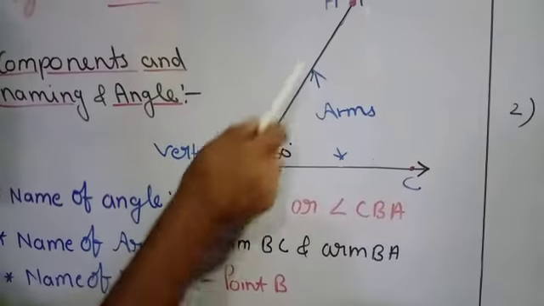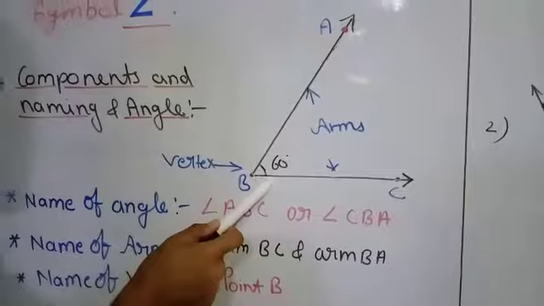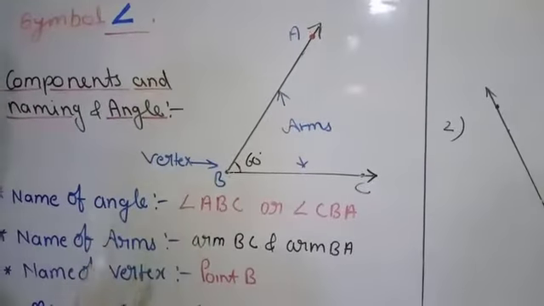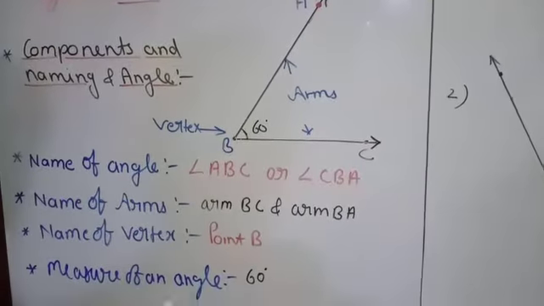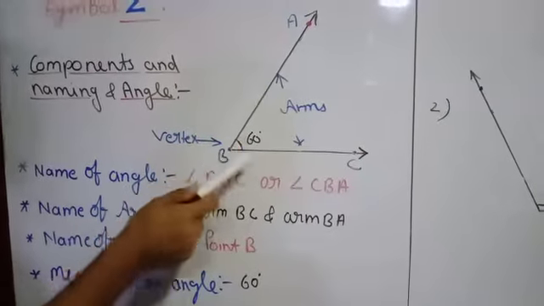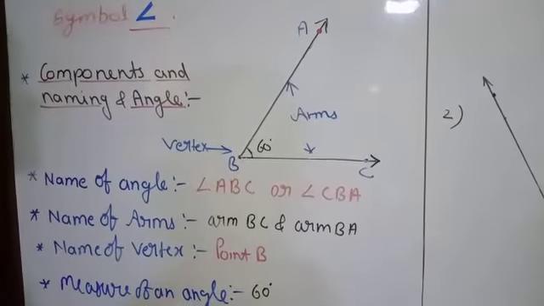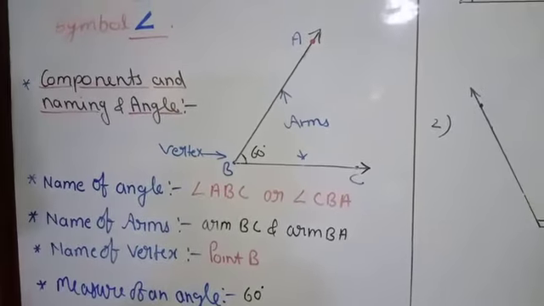What is a vertex? Where the two arms, two rays, meet at one common endpoint, that is called the vertex. Measure of angle. The measure of an angle should always be in degrees. So we have to measure this and write it in the form of degrees, that is 60 degrees.